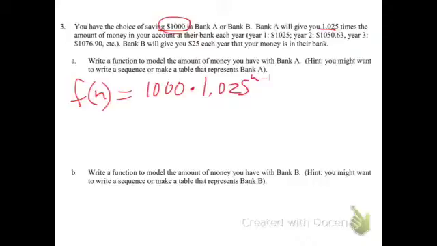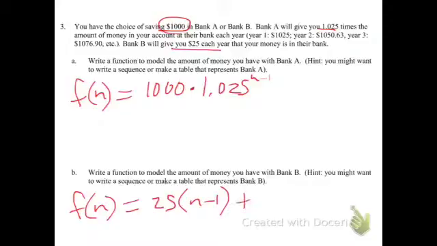And then we need to next write a function to model the amount of money you'd have with bank B. And with bank B, we have a common difference of 25. And so it's going to be an arithmetic sequence, or a linear function. We're going to get 25 times n minus 1, add 1,000 because 1,000 is our start value. So there you go, functions for A and B.